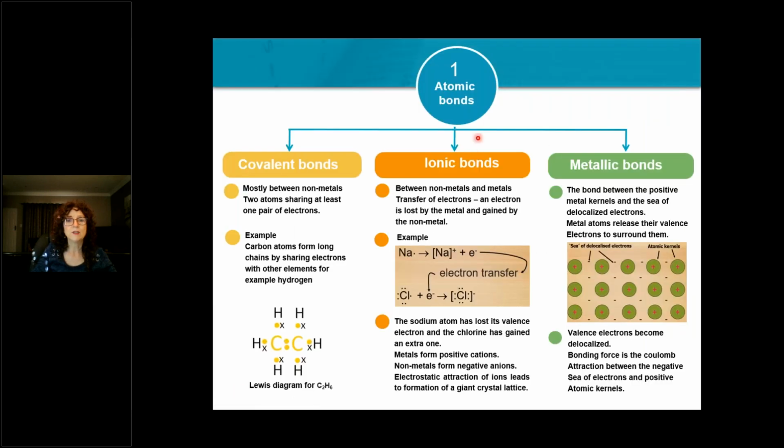All right. So atomic bonds that we did with covalent bonds, ionic bonds, metallic bonds. We have our covalent bonds, where a hydrogen shares its outer shell electron with a carbon and another hydrogen and another. So this is all about sharing. Covalent bonds are all about sharing.